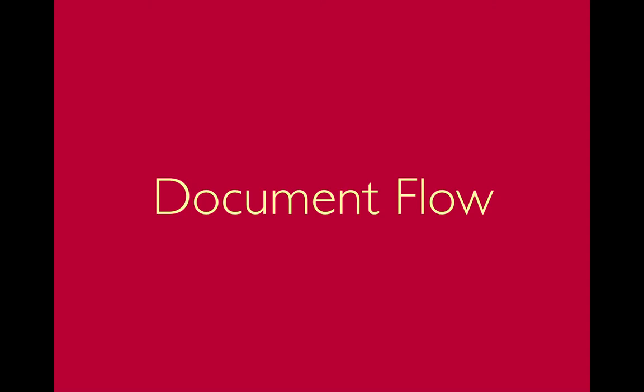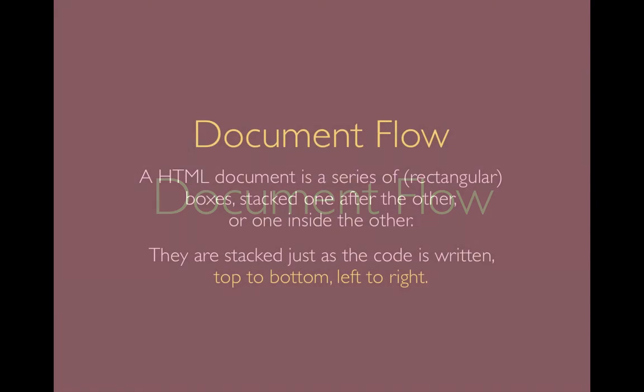One thing you should understand is document flow from HTML. Document flow, all it means is tags are basically a series of rectangular boxes stacked one on top of each other or one inside the other, and they're stacked just as the code is written, top to bottom, left to right. Document flow, in essence, means your tags are displayed on a page, top to bottom, left to right.